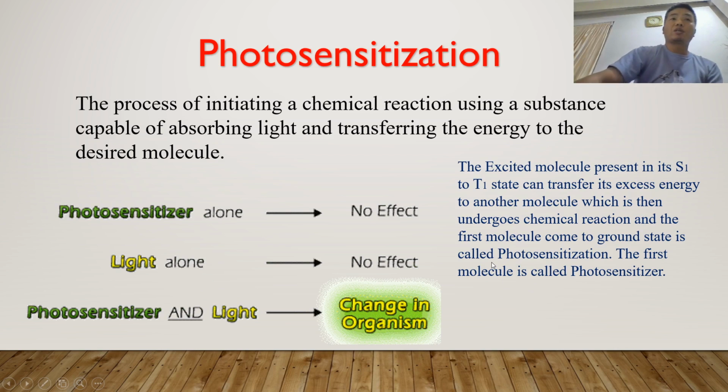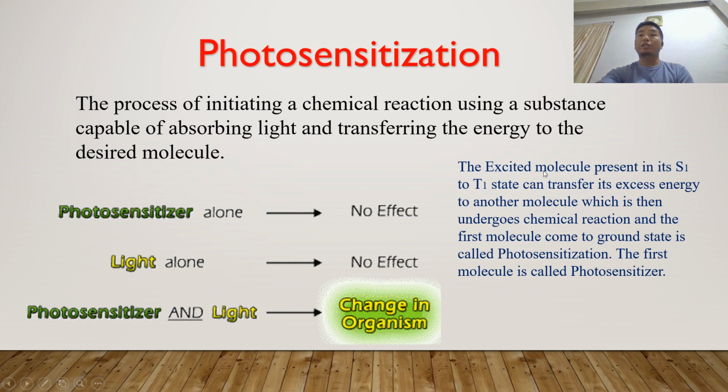Photosensitization is the process of initiating a chemical reaction using a substance capable of absorbing light and transferring the energy to the desired molecule. The photosensitizer, the chemical substance alone, cannot produce the chemical reaction, and even the light alone cannot produce the chemical reaction. When the photosensitizer and light combine, changes take place. That means a chemical reaction is taking place.